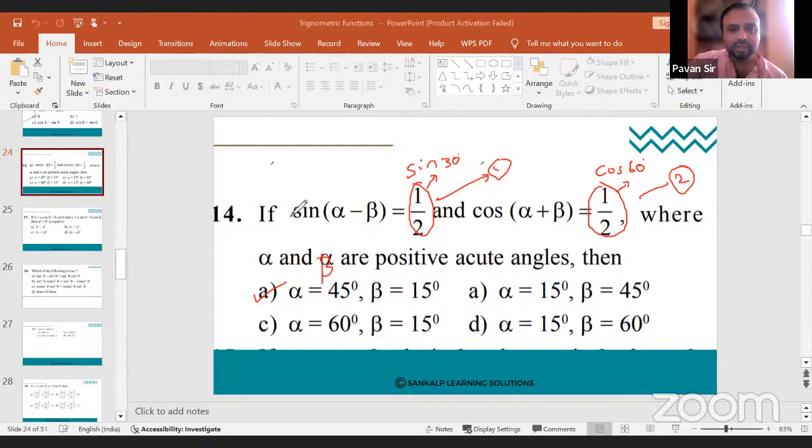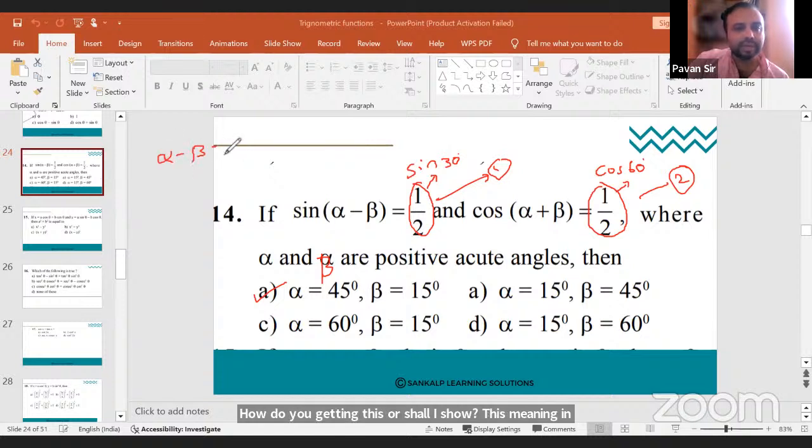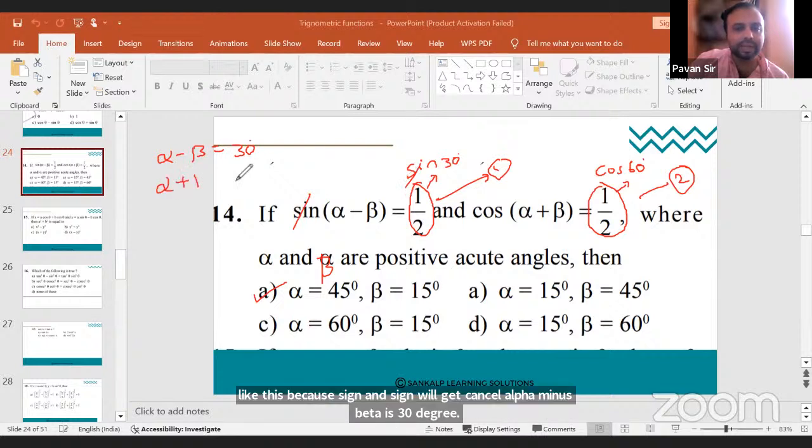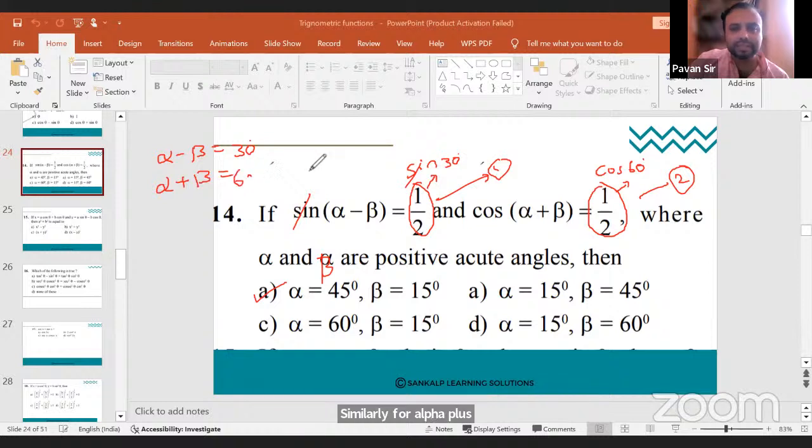Are you getting this, or shall I show? In the sense alpha minus beta is 30 degree. The meaning is like this because sine and sine will get cancelled. Alpha minus beta is 30 degree. Similarly for alpha plus beta, how much is it? It is 60 degree for the second equation. Try to solve now. You will come to know.